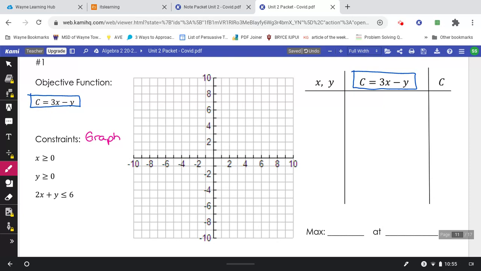So x greater than or equal to 0 and y greater than or equal to 0. We're not going to worry about the greater than or equal to. We're just going to graph the line and then fill in the shape once we're done. So I'm going to have x equals 0. It's going to be straight up and down. y equals 0, straight across.